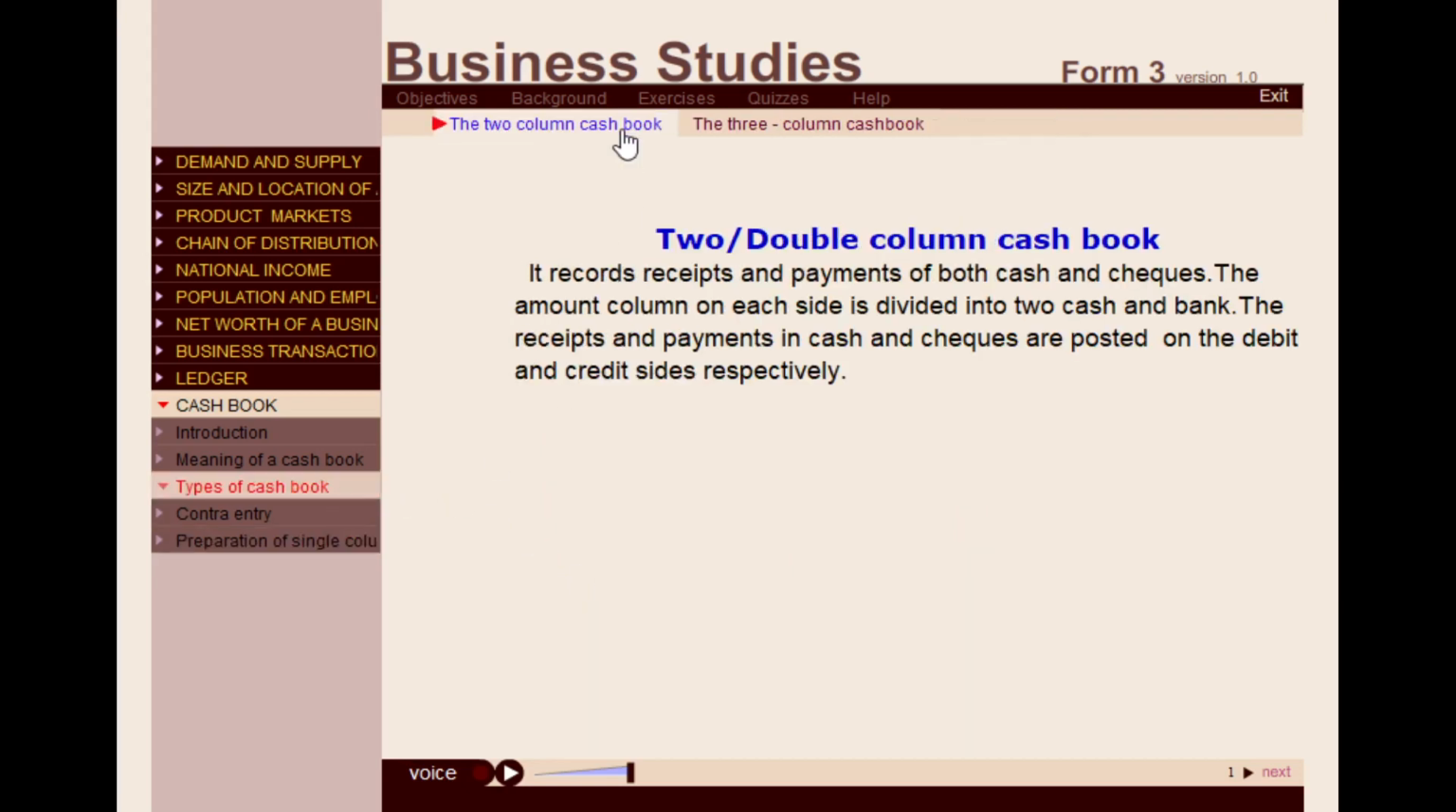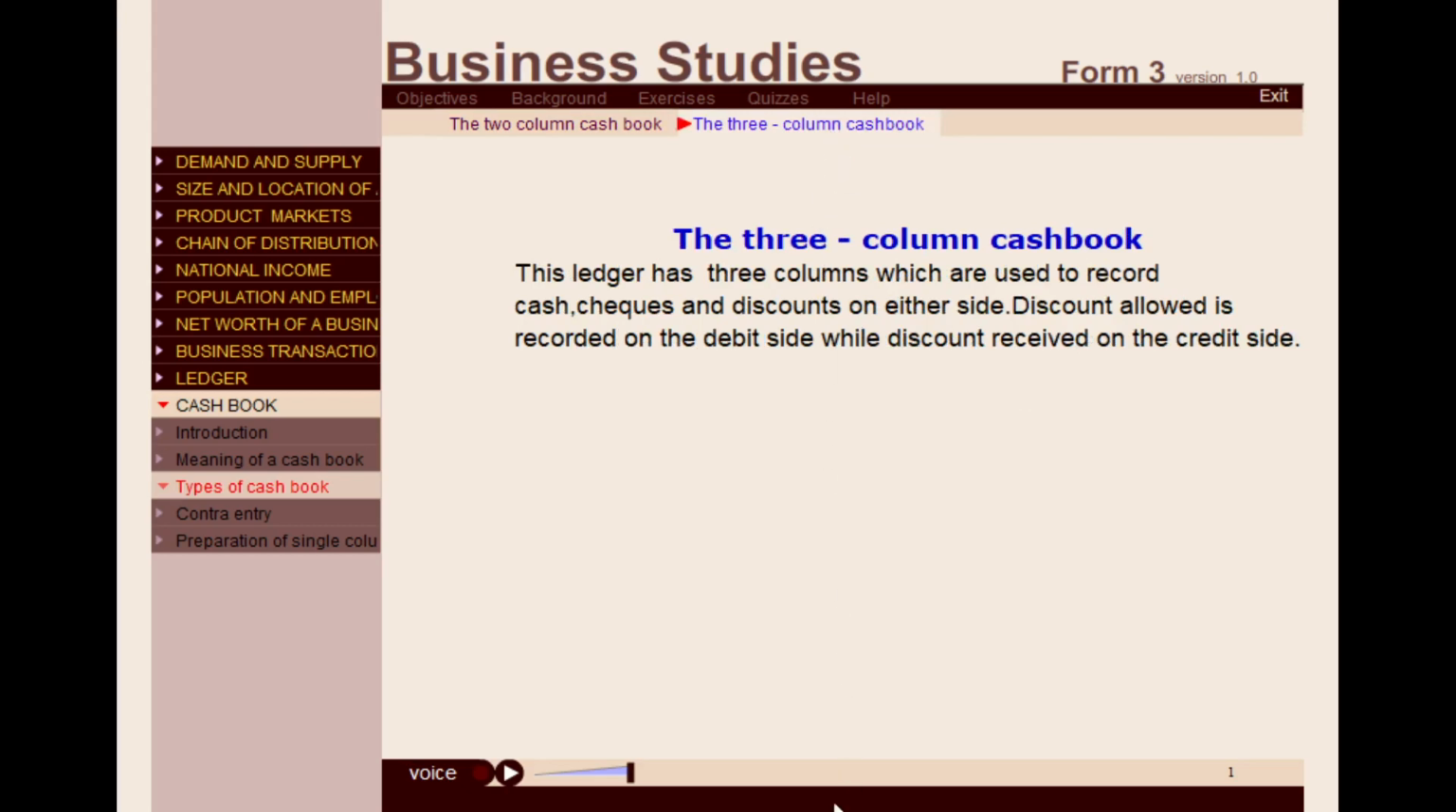Types of cash books. The two-column cash book records receipts and payments of both cash and checks. The amount column on each side is divided into two, cash and bank. The receipts and payments in cash and checks are posted on the debit and credit sides respectively. The three-column cash book has three columns used for cash, checks, and discounts on either side. Discount allowed is recorded on the debit side, while discount received is recorded on the credit side.